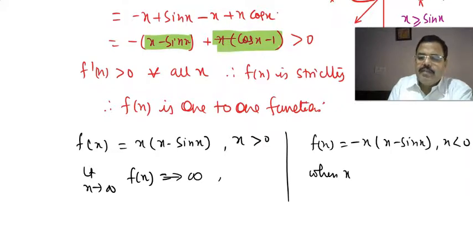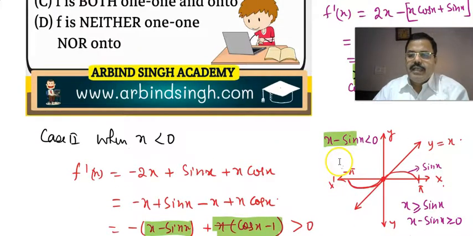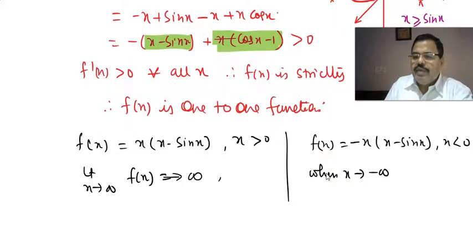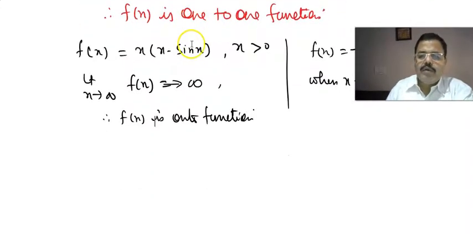So when x tends to minus infinity, minus x is positive infinity, and x minus sin x is a negative quantity for x less than 0, as we had discussed here. Try to understand, x minus sin x is negative, so positive infinity multiplied by a negative value will be minus infinity. So in that case, f(x) also tends to minus infinity. When x tends to infinity, f(x) is also infinity. When x tends to minus infinity, f(x) is also minus infinity. So therefore, f(x) is an onto function.